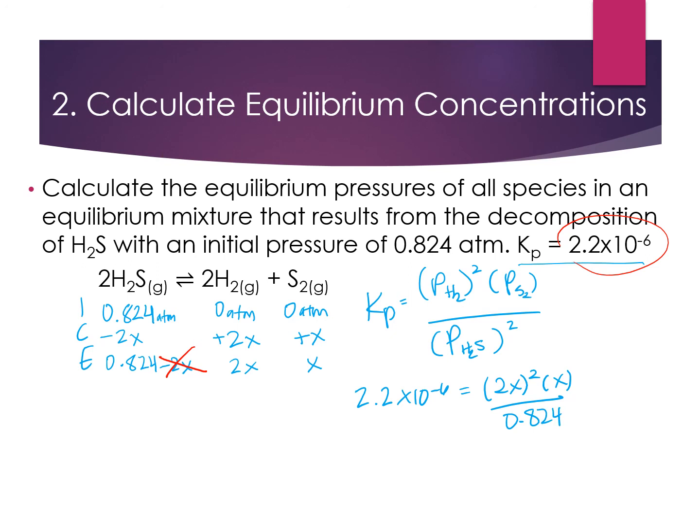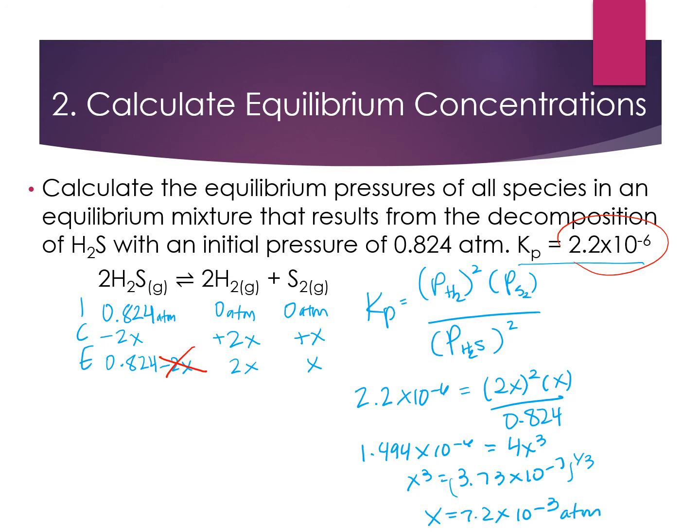So now I'm going to get 1.494 times 10 to the negative 6 equals 4x cubed. So then x cubed equals 3.73 times 10 to the negative 7. The way that you get rid of cube is to take the cube root or to multiply by 1/3. So then x equals 7.2 times 10 to the negative 3 atmospheres.